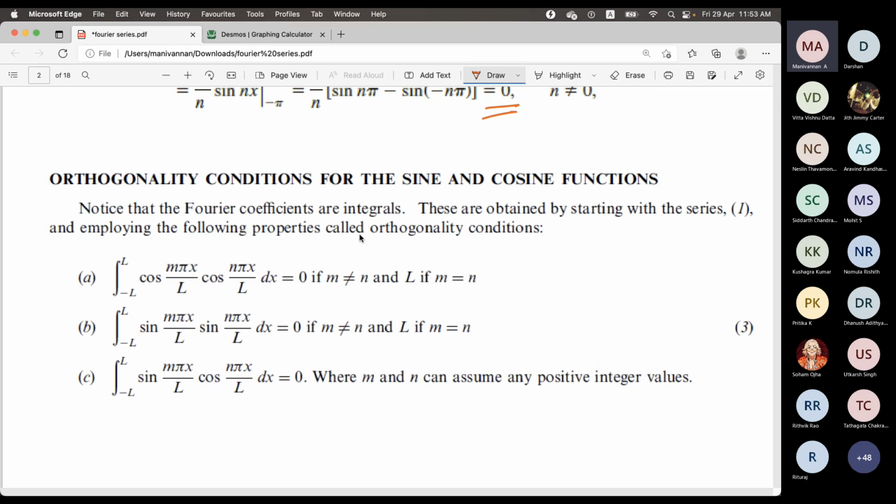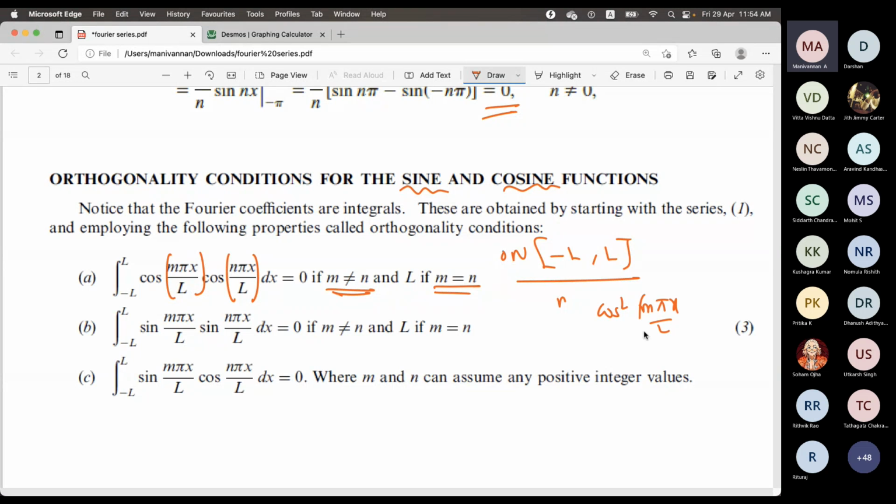Okay, so orthogonality, while we are using the sine and cosine functions over the interval -L to L: the integral of cos m pi x by L times sin n pi x by L dx. If m and n are not the same, and also if m and n are the same, the cosine function is the same function, cos square m pi x by L dx.